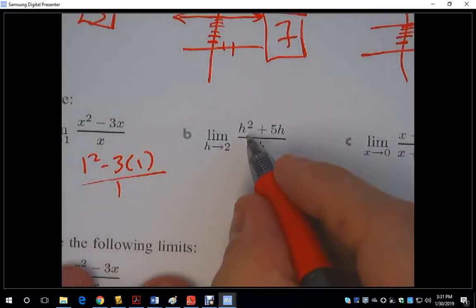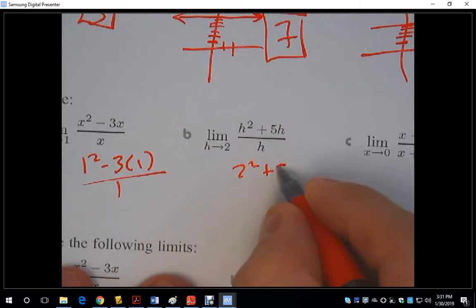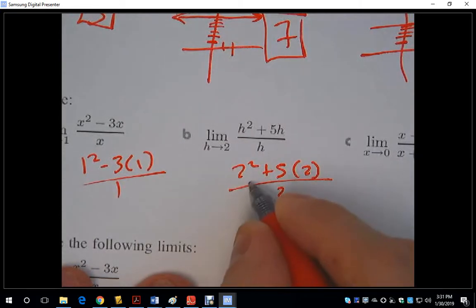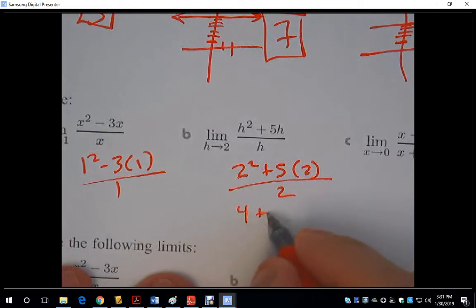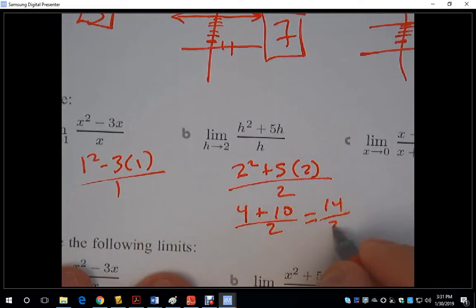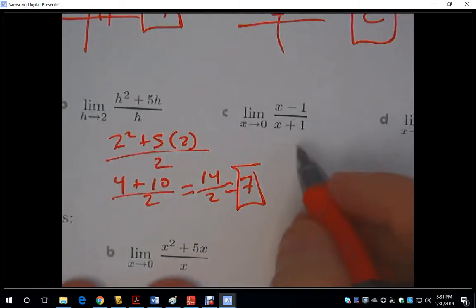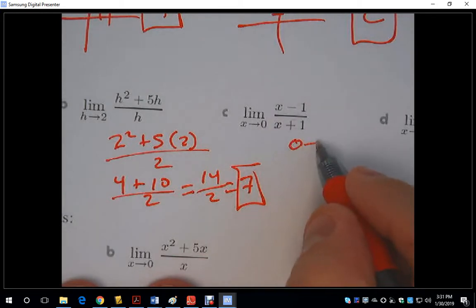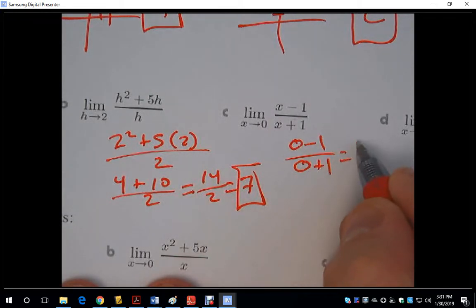Take the 2, plug it in. I have 2 squared plus 5 times 2 over 2. That's going to give me 4 plus 10 over 2, which is 14 over 2, which is 7. Next one, take the 0, plug it in, and get 0 minus 1 over 0 plus 1. That gives me -1 over 1, which is just -1.